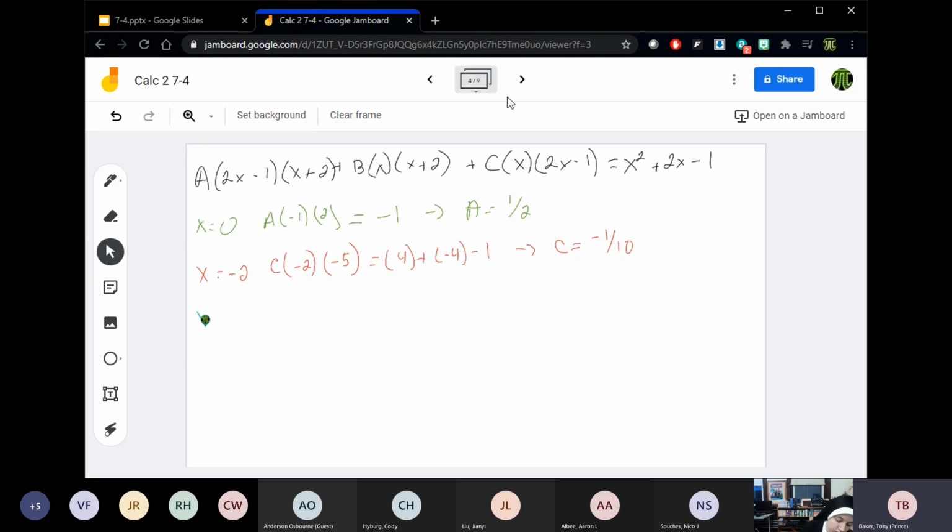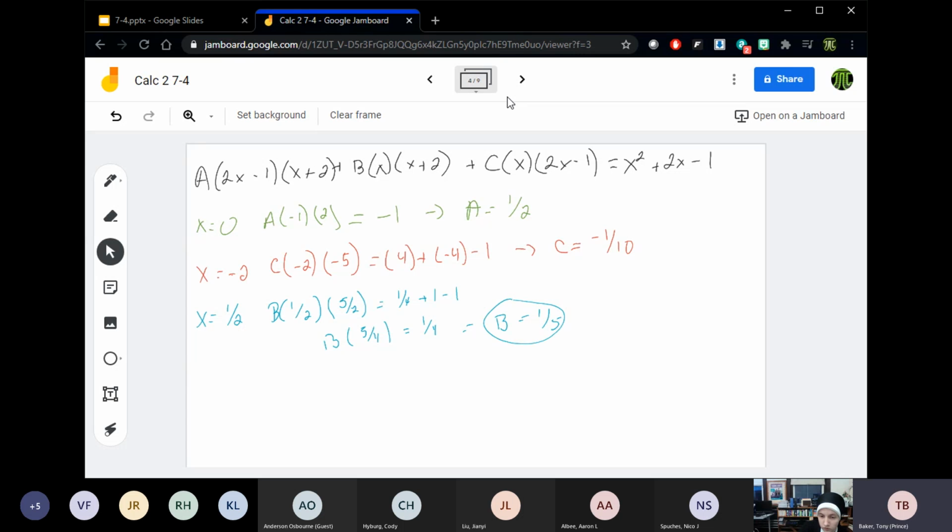And the last x I'm going to plug in is 1/2. When I plug in 1/2, the 2x minus 1s are all going to cancel each other out. So I get b times 1/2 times 5/2 equals 1/4 plus 1 minus 1. So I get b times 5/4 equals 1/4. So that means b equals 1/5.